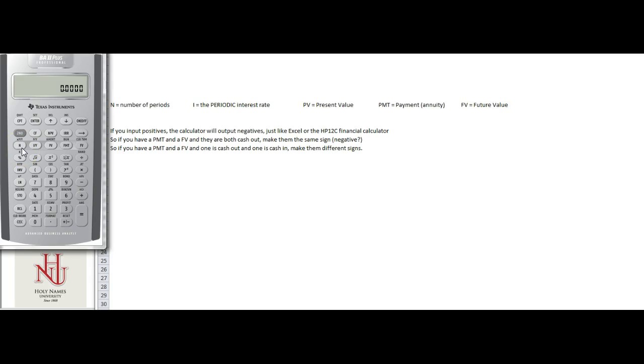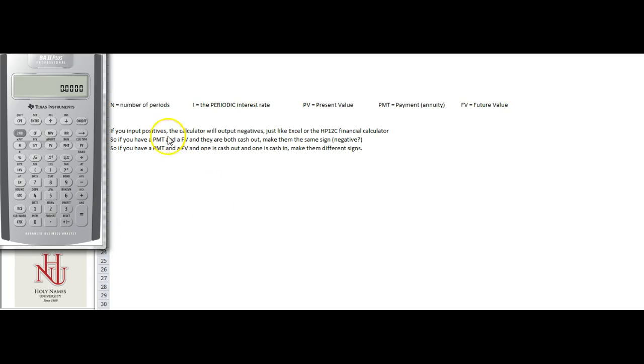And that's when we'll plug them in any order, and then hit compute and press the button that we're trying to solve for. Don't be alarmed if you put in positive numbers and you get back a negative. Excel does this, and the HP12C calculator does this. You might want to think that when you put money out, you're going to put it in as a negative. And then when you get money back in, that's going to be a positive number. Whatever convention you want to use is fine.